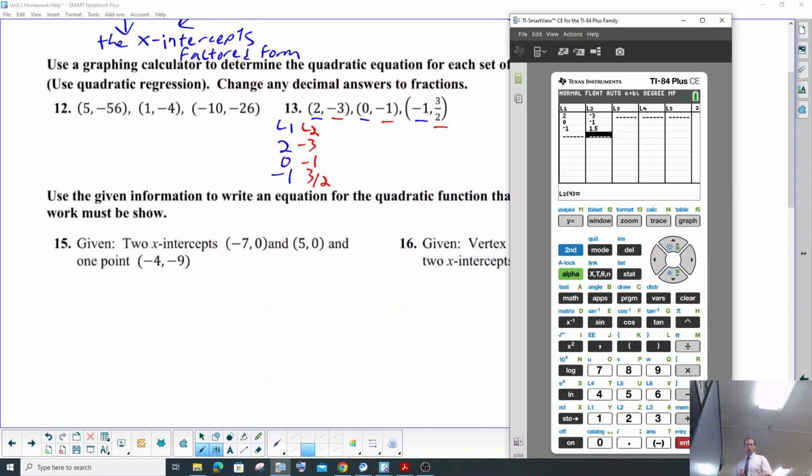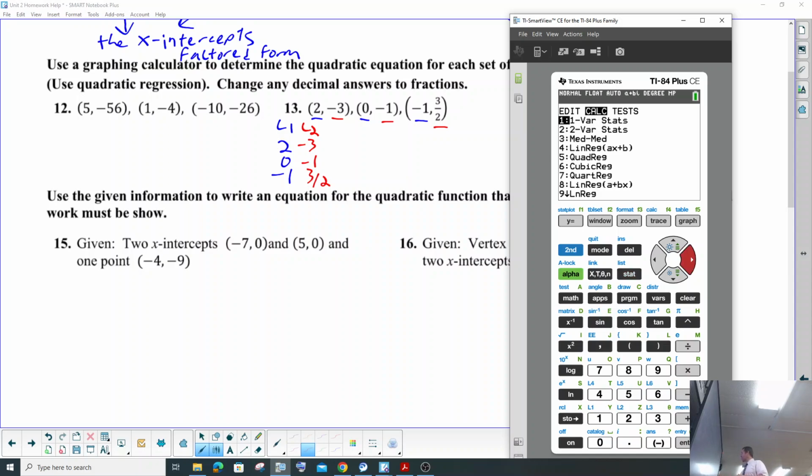Okay, so now we've got our list. Now we can run a regression, that easy. So go back to the stat button, go right arrow over to calc, and then go down to quadreg. There it is, quadratic regression.